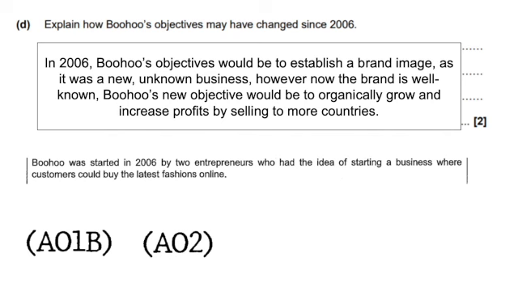So there's AO2 in that because I'm looking at what happened in 2006, but there's also AO1B because I'm understanding what the objectives would have been when they very first started. However, now the brand is well known, Boohoo's new objectives will be to organically grow and increase profits by selling to more countries. So again, I've got my AO2 because I'm understanding the organic growth strategy. I've got my AO1B because I'm understanding that once your company is established in terms of brand image, you obviously look to grow. So I'd get my AO1B and my AO2 and I'd get the 2 marks.